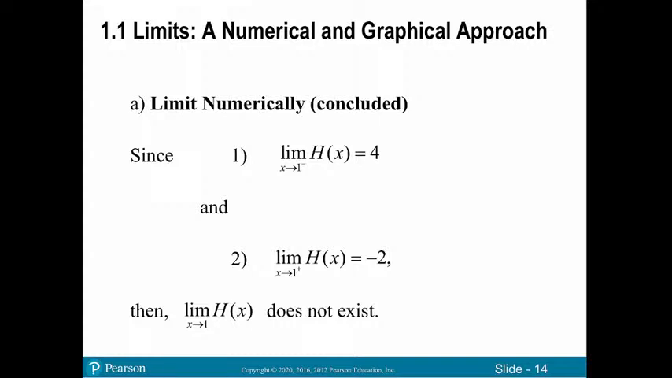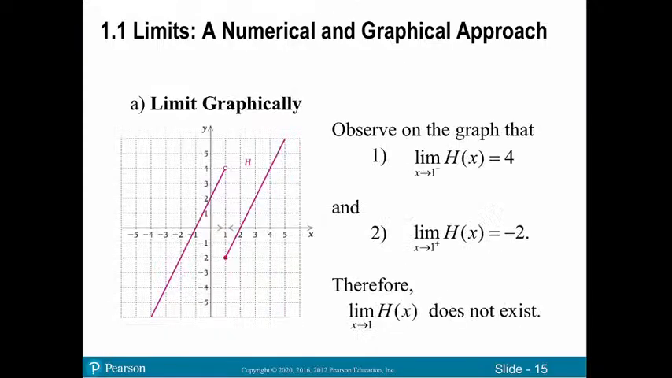Okay. So then in a graphical sense, as x approaches 1 from the left, the corresponding y coming from the left is approaching 4. Coming from the right, the y value is approaching -2. So because they're approaching different numbers, we say the limit does not exist.